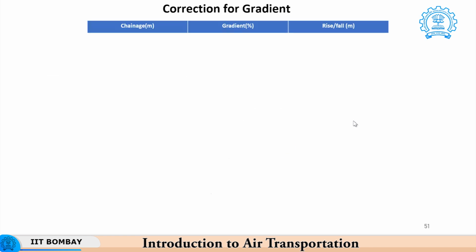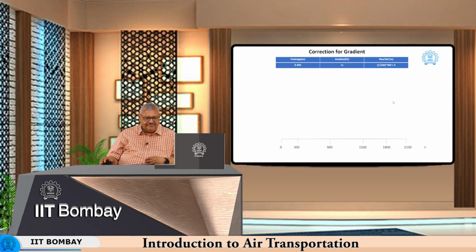Lastly, we look at the corrections due to the gradient. This gradient information is fed through what are called gradient charts, which have a long list containing the limits, the gradient, and the rise and fall, all of them in percentage. So, we will go through quickly. Imagine a runway of length 0 to 2100 feet. From 0 to 300, it has a gradient of +1. So, there will be a rise of around 3 meters.